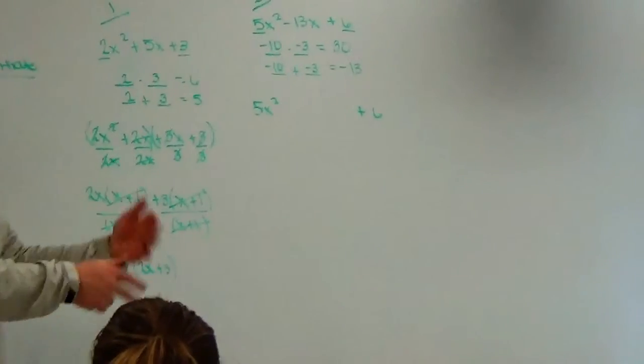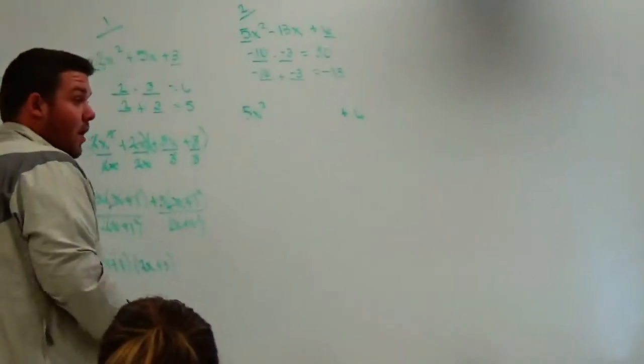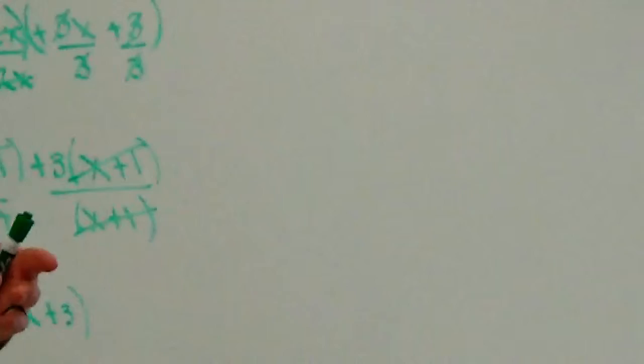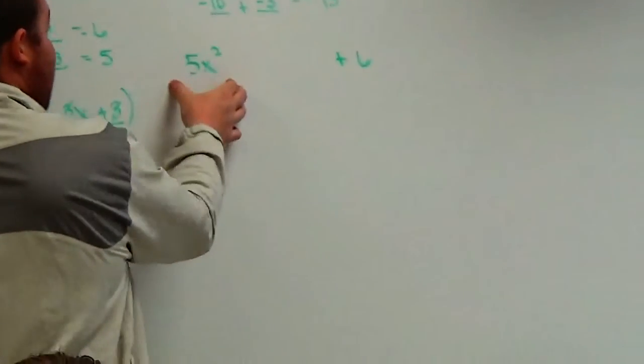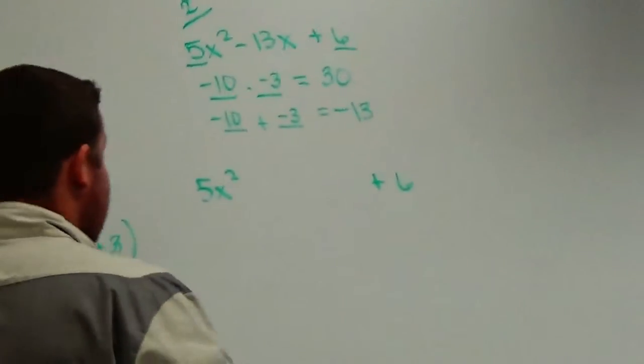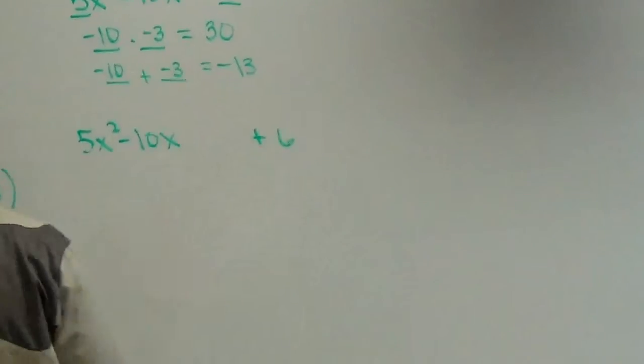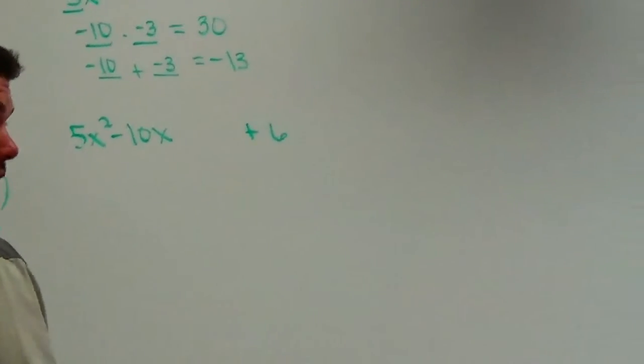Why? Because what are we trying to do? We're trying to group these two to where we have common factors in both of them. Which one do you think we're going to group with 5x squared, negative 10 or negative 3? Negative 10, because they're going to have common factors. So we're going to have negative 10x here. So what are we going to group with 6? A negative 3x.